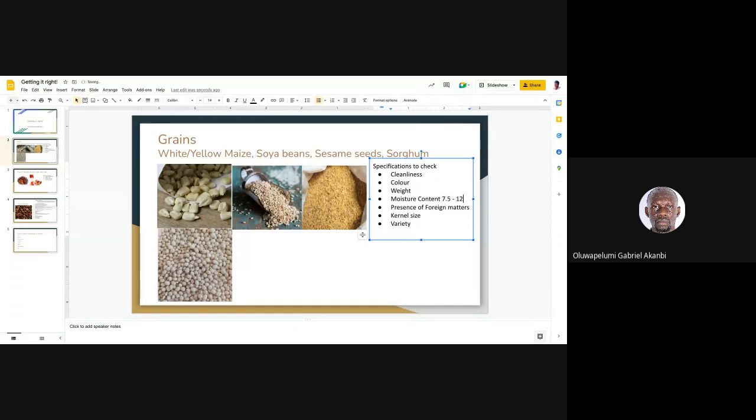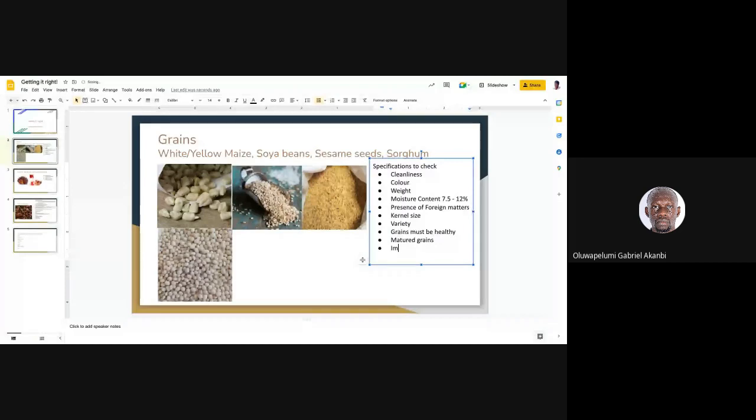It must be clean. It must be healthy. Then it must be matured. Matured grains. We don't want immatured grains. Immatured grains are generally rejected. For instance, how can we detect immatured grains for maize? We tend to find out that the kernel size tends to be very small.